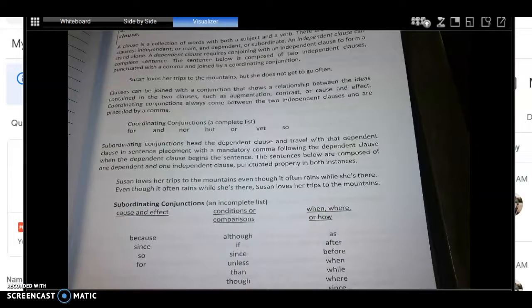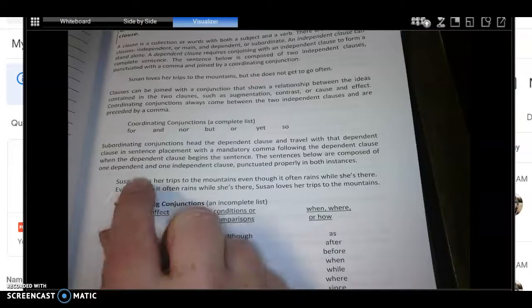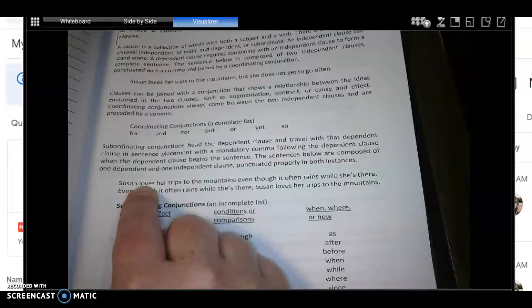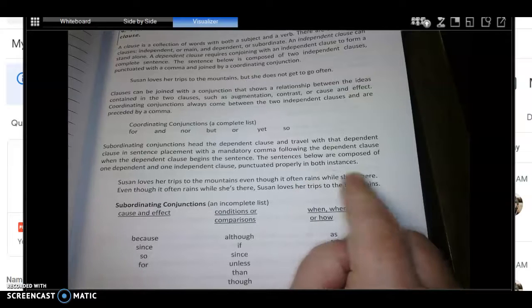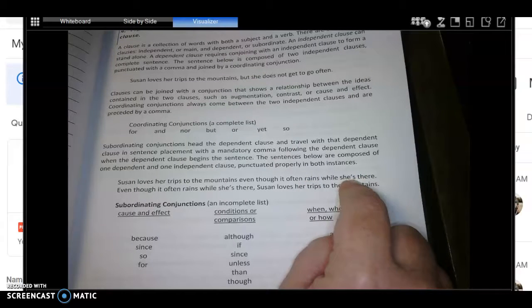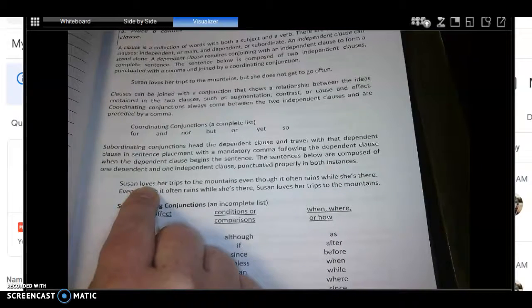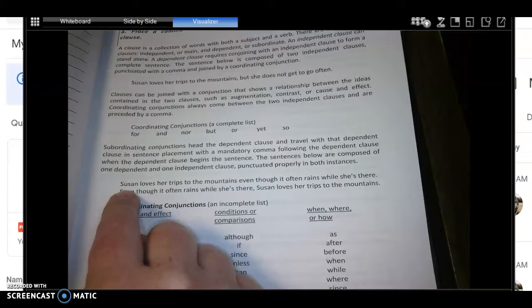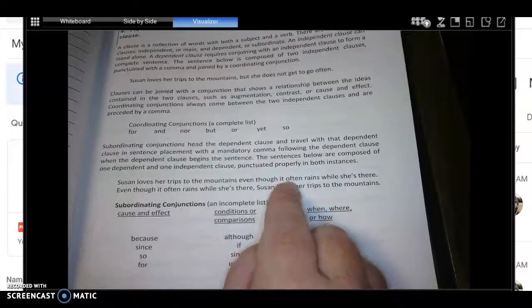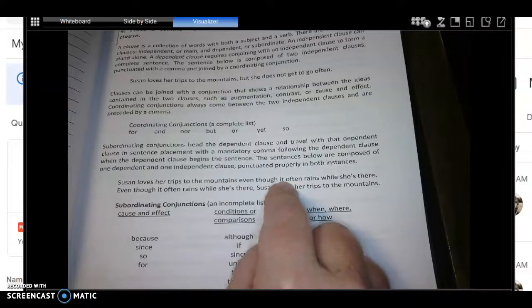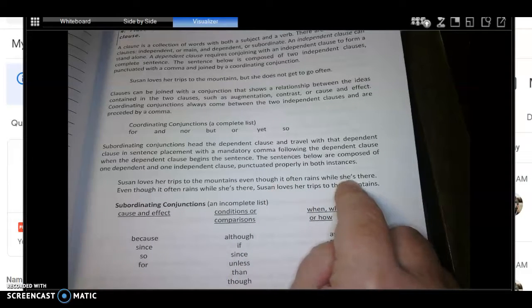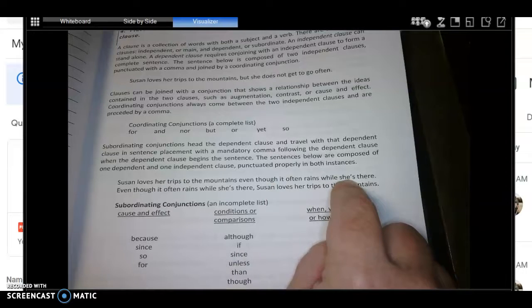Okay, we have several verbs here. You should have loves underlined twice as a verb, rains underlined twice as a verb, and it's kind of tricky, but the "s" in she's is there because it's technically "is." That should be underlined twice because it's a verb. Now, who loves their trips to the mountains? Susan, so underline that once, it's your subject. What rains? It, that's your subject there. And then what is there? Your subject is the she part, okay?